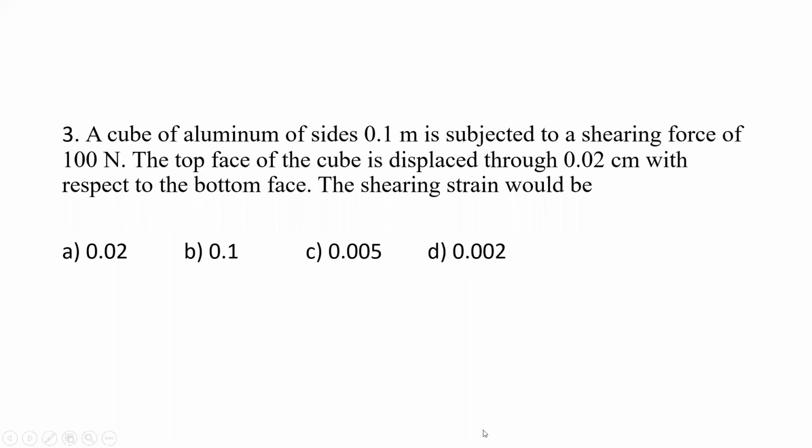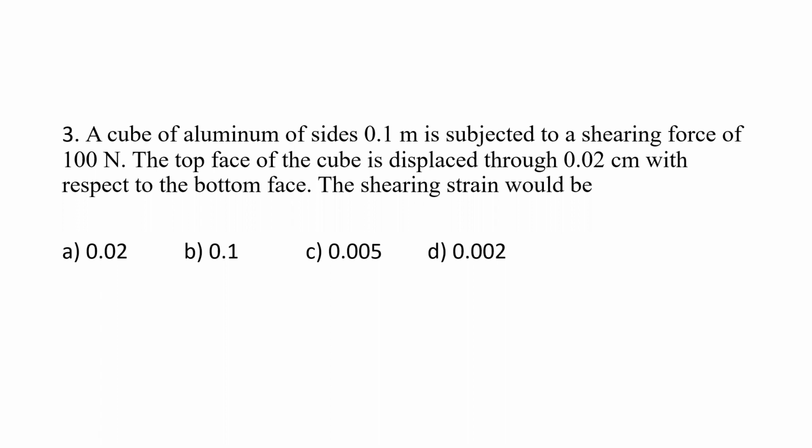Next, a cube of aluminium of side 0.1 meter is subjected to a shearing force of 100 Newton. The length is given, and the force is given. The top face of the cube is displaced through 0.02 centimeter with respect to the bottom face.